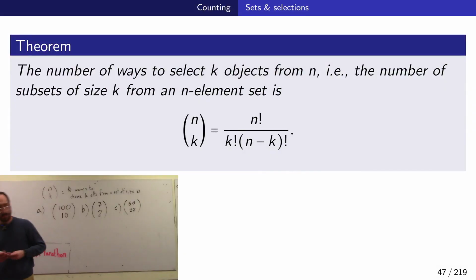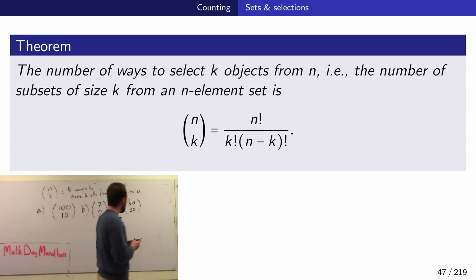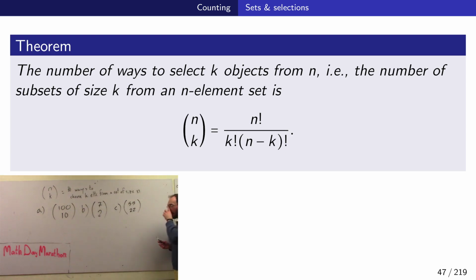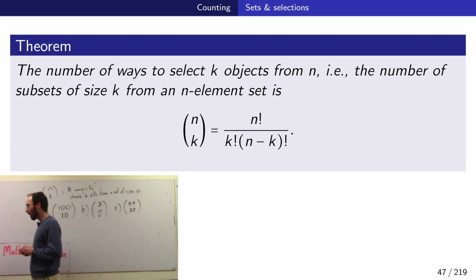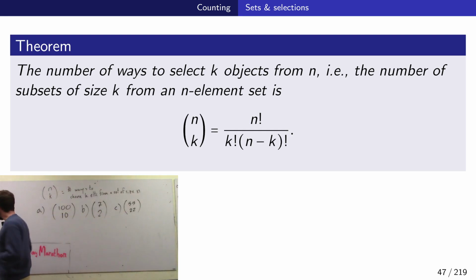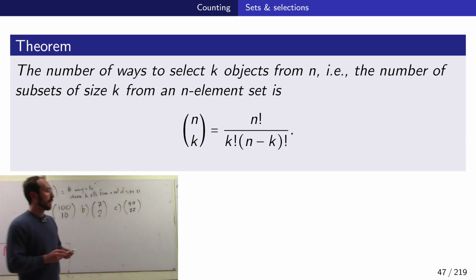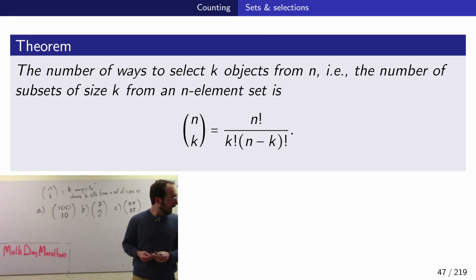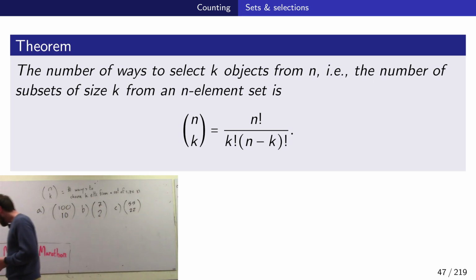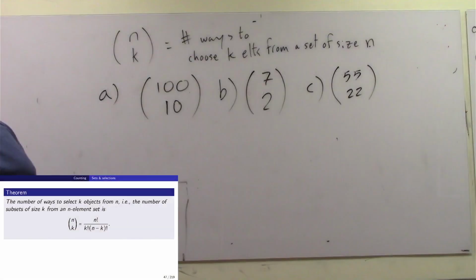Now, it's great to be able to write these choose symbols up here, but if we're actually going to use them to count, we might want to know an actual numerical value. Well, luckily, we have this theorem that tells us that n choose k is equal to n factorial divided by k factorial times n minus k factorial.